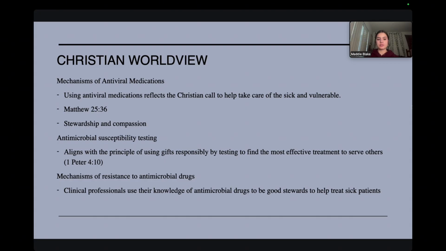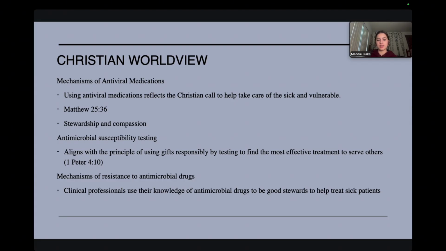Okay, so for Christian worldview, mechanisms of antiviral medications can reflect this because in the Bible, Jesus tells us to help take care of the sick and vulnerable, specifically in Matthew 25:36, when he talks about how the disciples helped him when he was sick and they were called righteous for it. Acts of mercy are a reflection of serving God as well as stewardship and compassion.